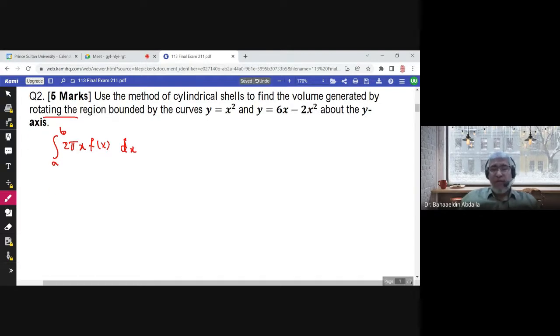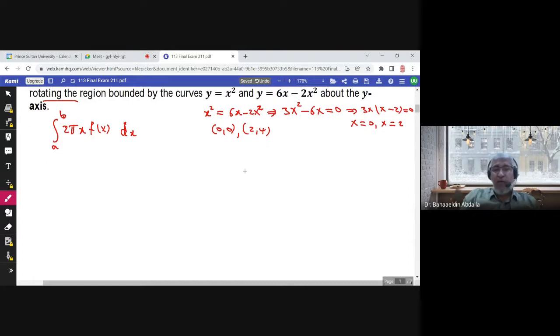2 pi x times f of x, which is the height. Well, let us graph the region between these two curves and find the intersection points. So I put x squared equals 6x minus 2x squared because y equals y. Solving this equation, 2x squared, take it to the other side. So I will have 3x squared minus 6x equals 0. And then I can take 3x as a common factor, and I'll have 3x times (x minus 2) equals 0. So either x is 0 or x is 2. Of course, if x is 0, then y would be 0. So this is the first intersection point. And if x is 2, 2 to the power 2 is 4. Also, if you replace x here by 2, you will get 12 minus 8, which is 4. So these are the two intersection points.